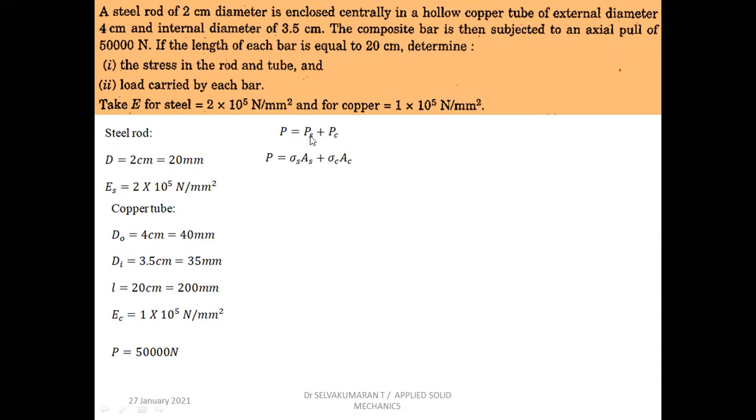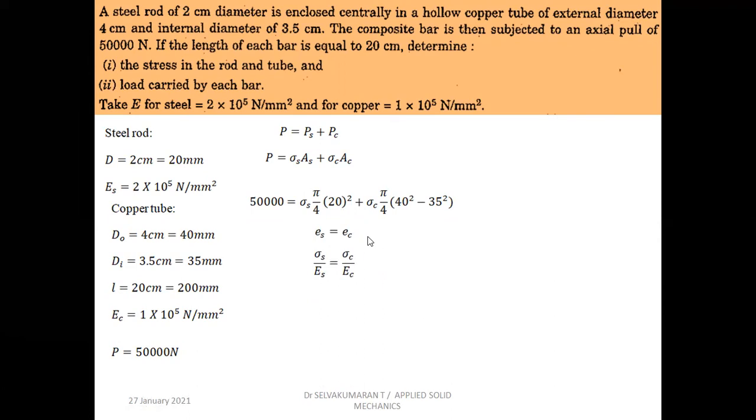So load carried by steel is nothing but stress induced in the steel into the cross-sectional area of the steel member, plus load carried by the copper is given by stress induced in the copper tube multiplied by the cross-sectional area of the copper tube. So diameters are given. We can just calculate the areas. Okay, so keep it as it is.